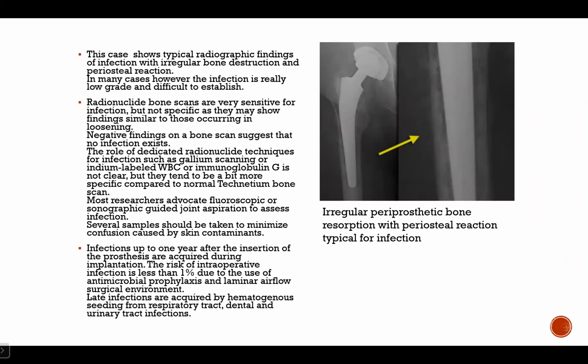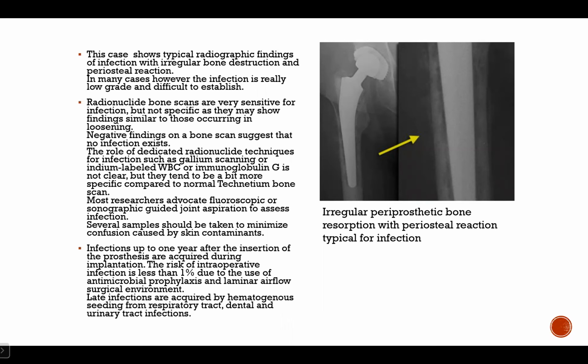The role of dedicated radionuclide techniques for infection, such as gallium scanning or indium-labeled white blood cell or immunoglobulin G, is not clear, but they tend to be a bit more specific compared to a normal technetium bone scan. Most researchers advocate fluoroscopic or sonographic guided joint aspiration to assess infection. Several samples should be taken to minimize confusion caused by skin contaminants.